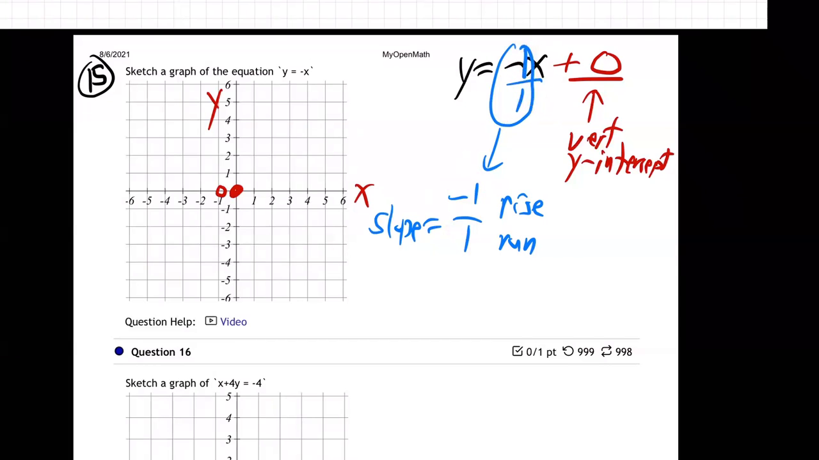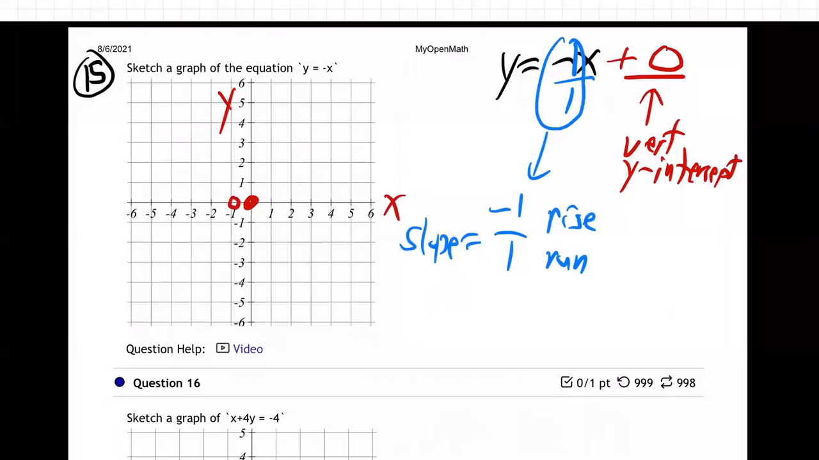So what are we going to do now with that rise over run? I'm going to go down 1. There's my down 1 rise and over 1 run. And there is our second dot. And now just connect the dots, like so. And it'll make a line for you.